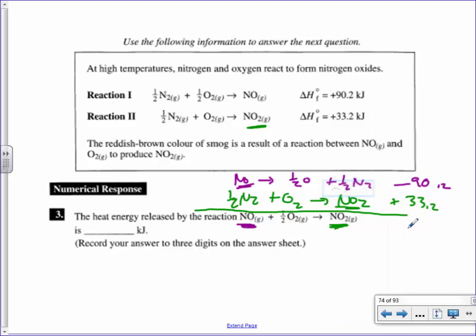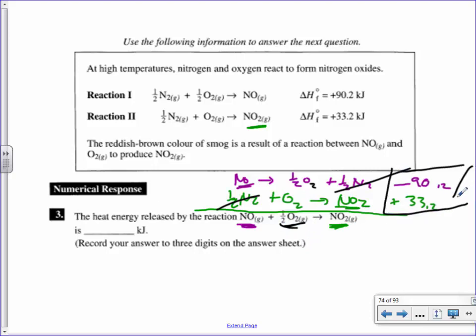And if you do Hess's Law properly, everything should cancel. There should be a 2 there. Half a nitrogen cancels half a nitrogen. There's a full oxygen on your reactant side. There's half an oxygen on your product side. So shouldn't that leave you with half an oxygen? So last step, just take these two numbers and add them together.